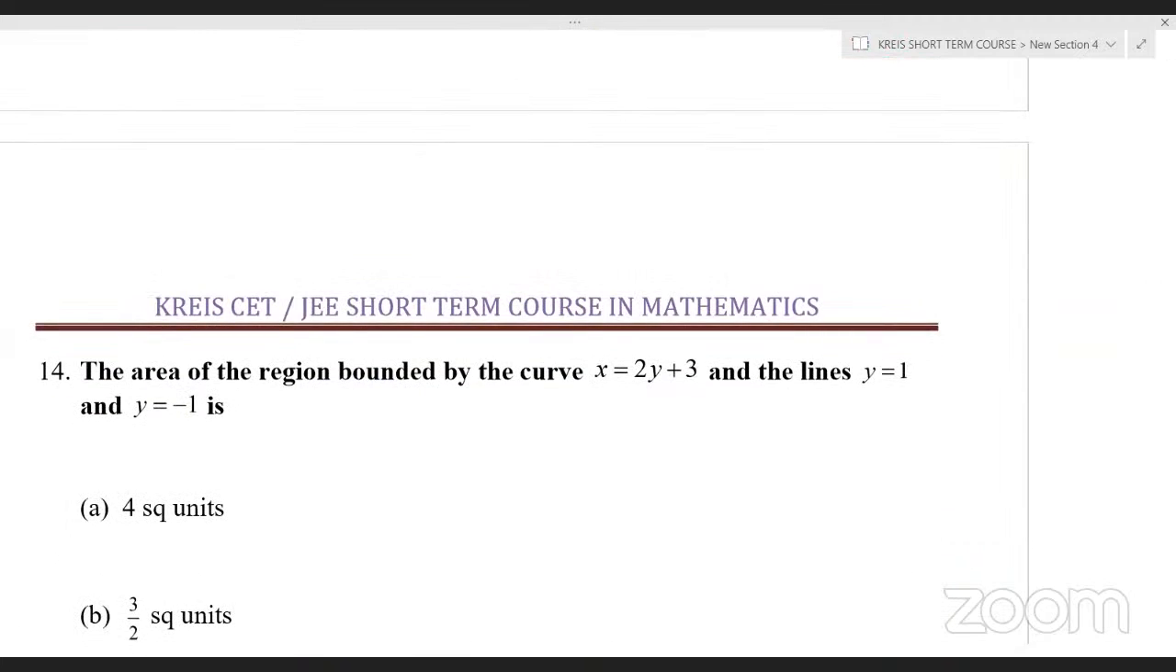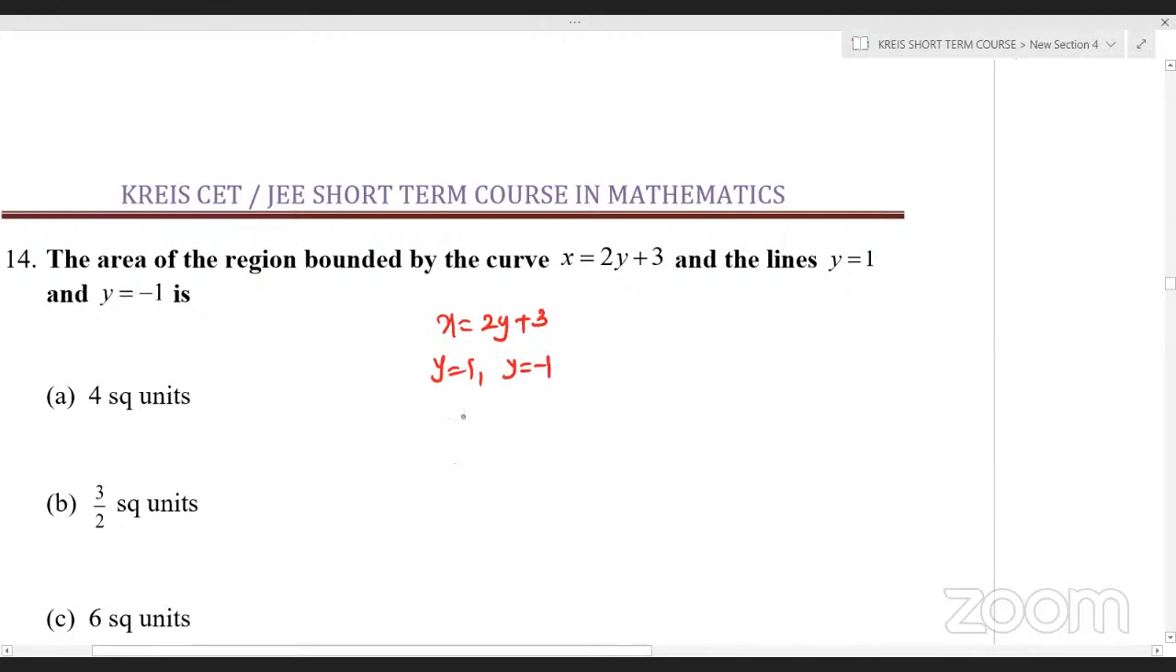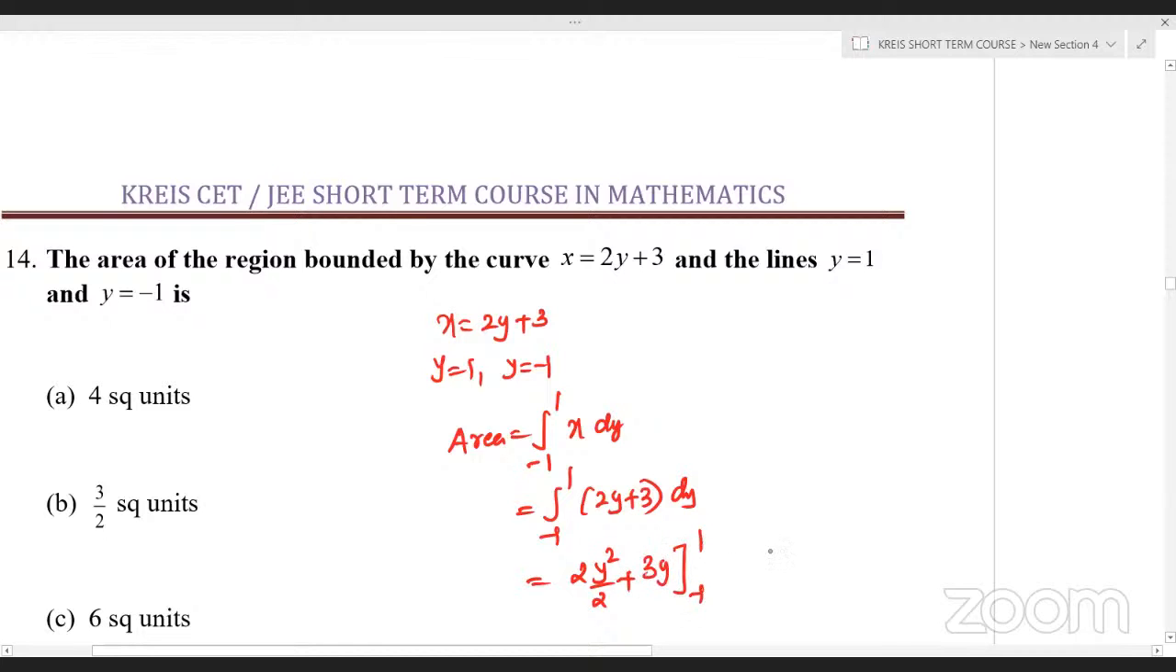We'll go to question number 14. Area of the region bounded by the curve x is equal to 2y plus 3 and the lines y is equal to 1, y is equal to minus 3. Ordinates are along the y axis. So therefore the required area is integral from minus 1 to 1 x dy. It is integral from minus 1 to 1 of 2y plus 3 integrated with respect to y. It is 2 into y square by 2 plus 3 into y evaluated between minus 1 and plus 1.